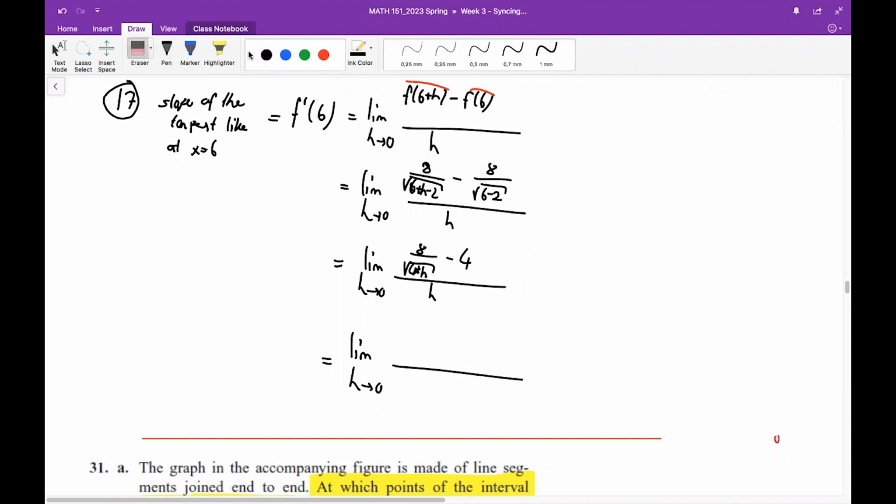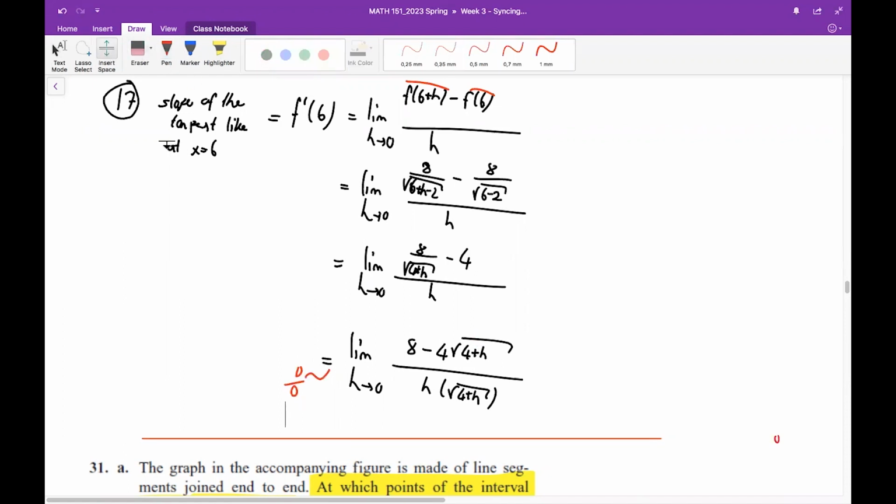Okay, let me just, sorry. 8 minus 4 times the denominator. Then divided by 8 times this. Okay, then if you insert h goes to 0, what do you have? You will have 0 over 0, which is an indeterminate form.